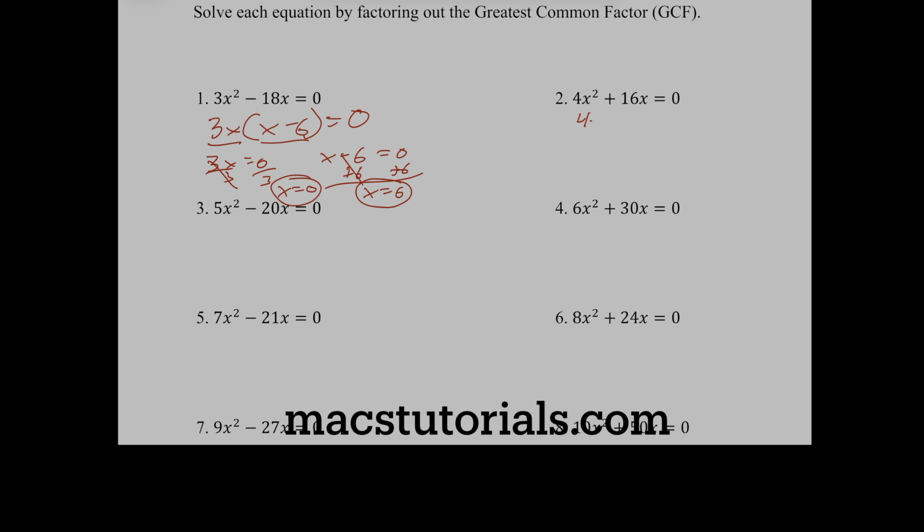How about number 2? I'm going to pull out a 4x, and I'm going to be left with an x plus 4 equals 0. That's going to be 4x equals 0, and x plus 4 equals 0. And when I go and do my normal solving, x equals 0, or subtract my 4's, I'm going to get x equals negative 4.